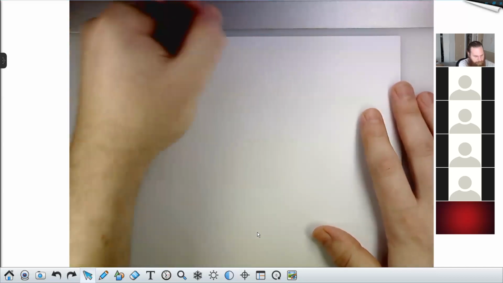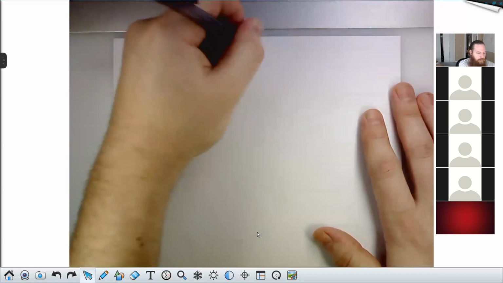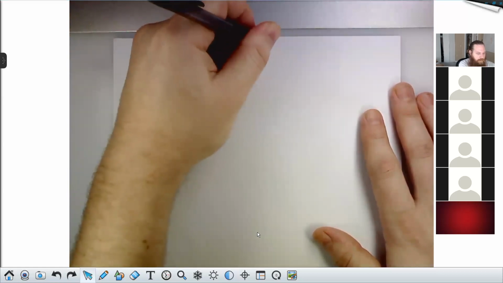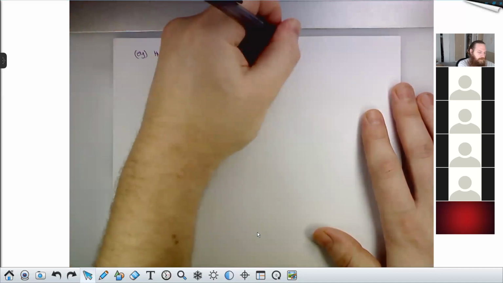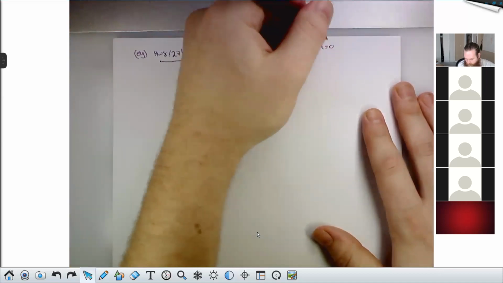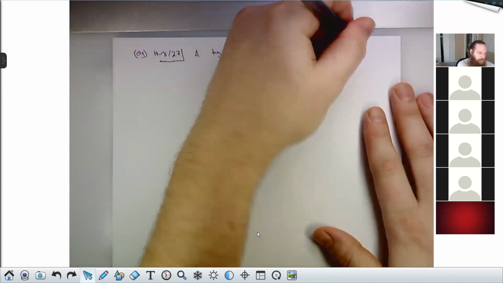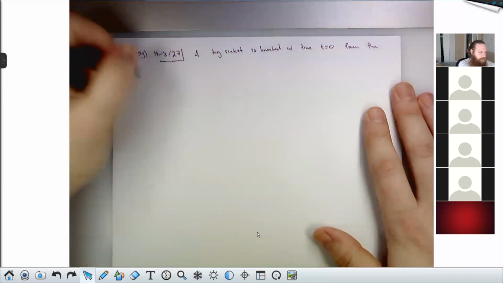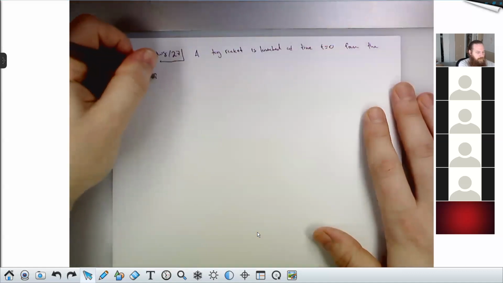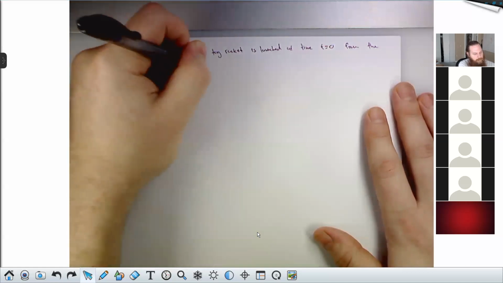A toy rocket is launched at time t equals 0 from the top of a 116-foot tall building.